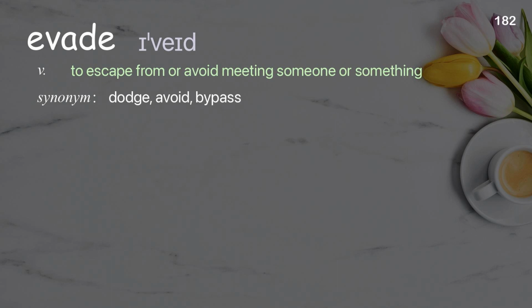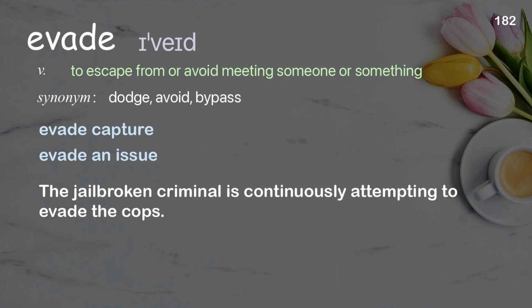Evade. To escape from or avoid meeting someone or something. Examples: Evade capture. Evade an issue. The jailbroken criminal is continuously attempting to evade the cops.